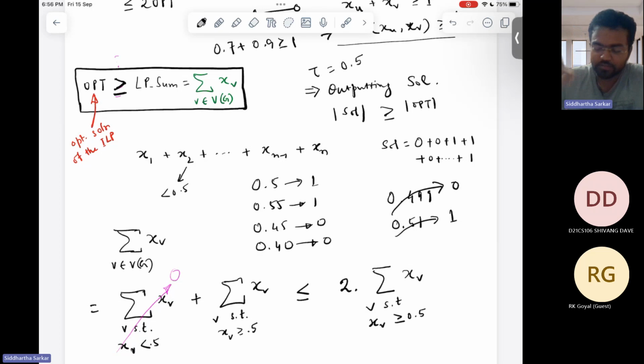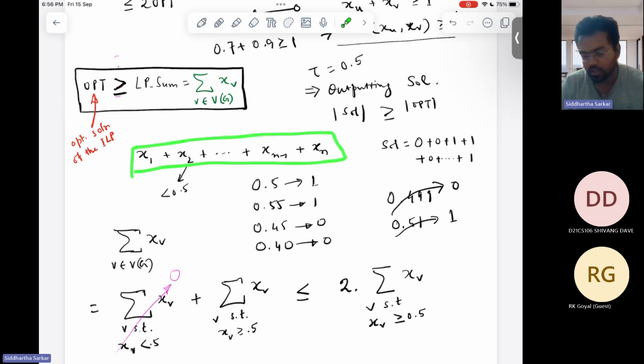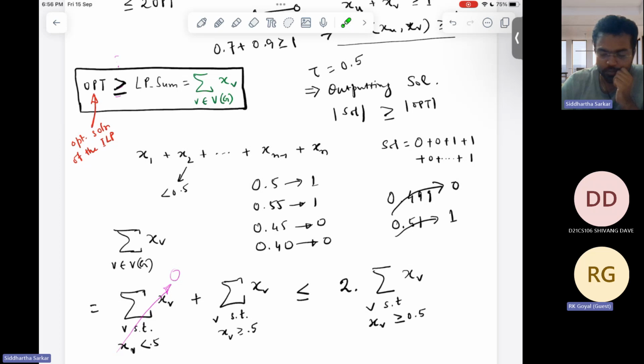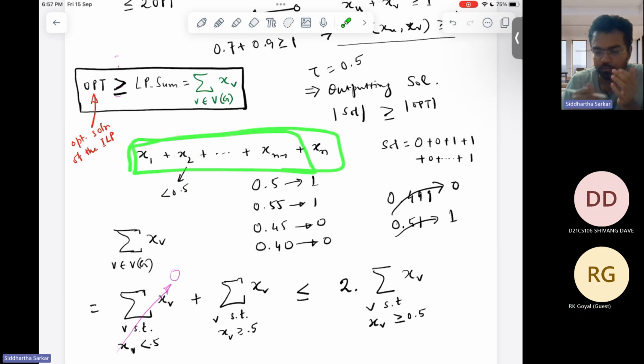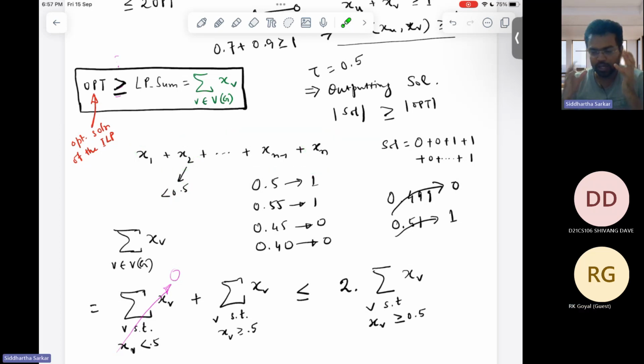Say if you have a maximization problem, then if you are increasing the values of the variables, you are gaining. But we have a minimization problem, so we want to minimize something, and that something is a sum of variables. These variables, we are saying that we will set them to 0 or 1. Now, whenever we are setting something which is between 0.5 and 1 up to 1, we are actually increasing the total sum, which we do not want. We want to have the sum to be as small as possible.